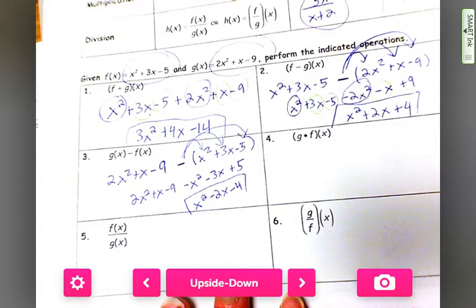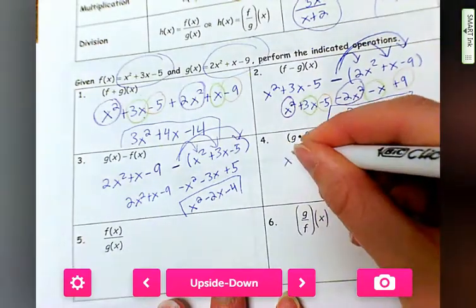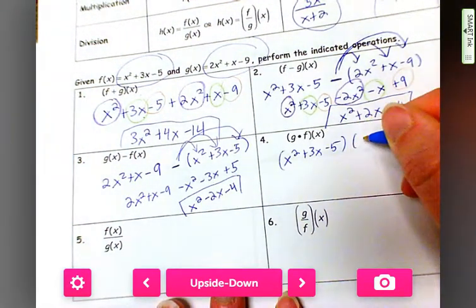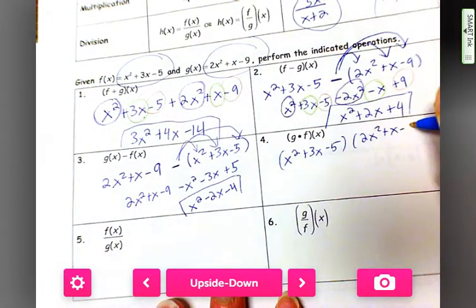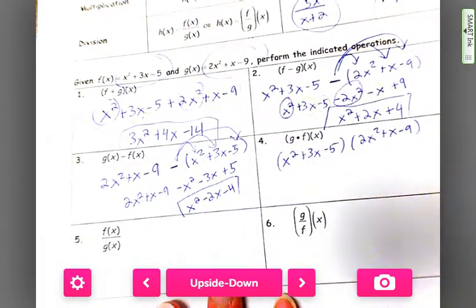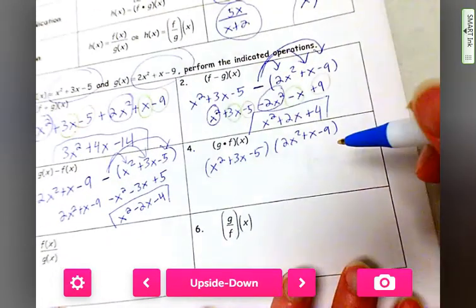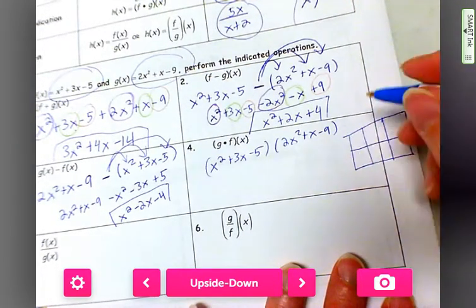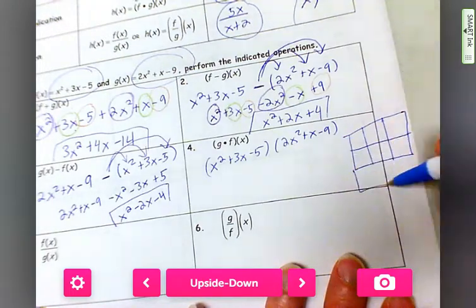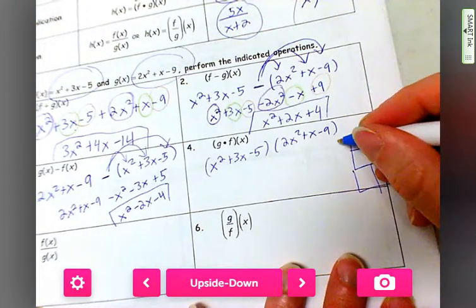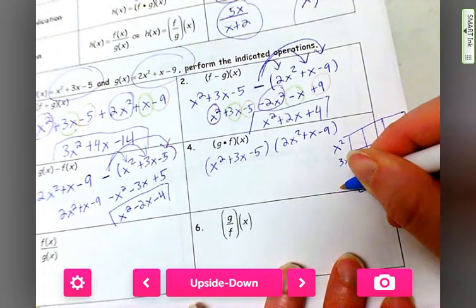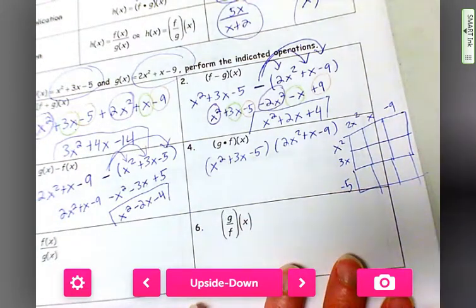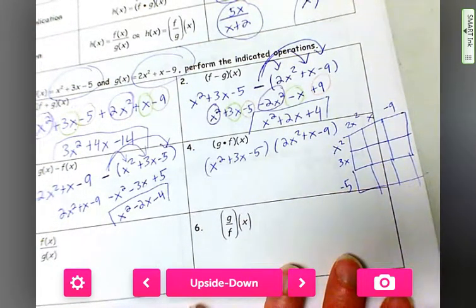g and f times each other. So that's x squared plus 3x minus 5 times 2x squared plus x minus 9. Now you can kind of do a version of FOIL. I like to set up this funky 3 by 3 box. You have to distribute 3 times though. So I do a 3 by 3 box where I have x squared, 3x, negative 5 here, and 2x squared, x, and negative 9 here. You do not have to do it this way, but it's really easy to get unorganized.